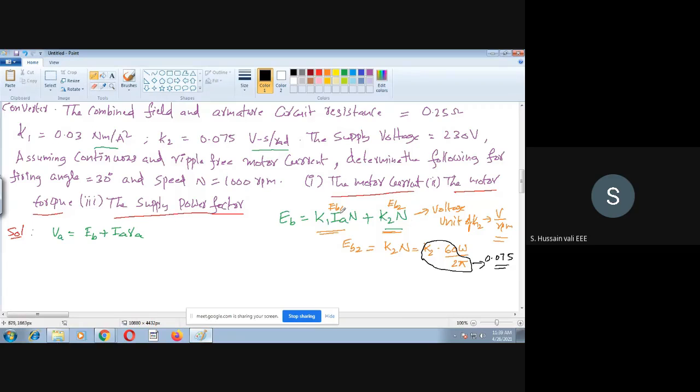Okay. Next, what has he given now? 0.03 Newton meter per ampere square for K1. But check yourself: does this K1 have the same unit? No, because it is voltage per ampere into RPM. So he has given a different constant, and we will find that constant now. Since it is in terms of Newton meter per ampere square, you have to check the torque equation. What torque equation has he given?